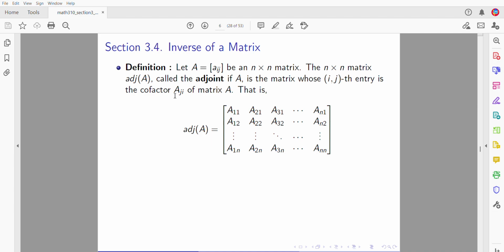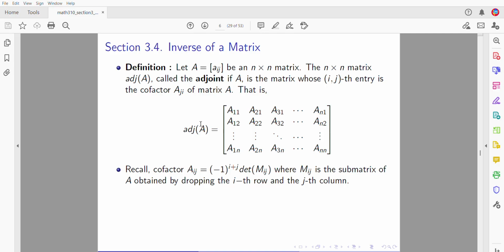So find the cofactors for each ij and place them as a transpose. Instead of writing A21 here, you have A12 here. Instead of having An1 here, you have A1n. Okay, so this is called the adjoint matrix. Recall what the cofactor Aij is: negative 1 to the power i plus j, times the determinant of a submatrix. Remove the ith row and the jth column; that matrix's determinant is called the minor. Minor times an appropriate sign is your cofactor.